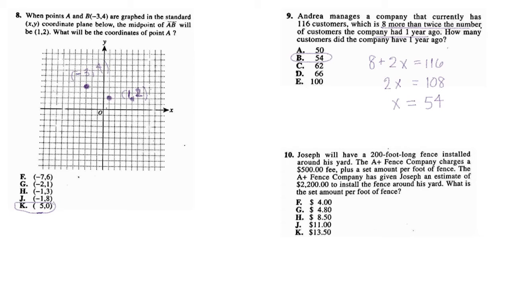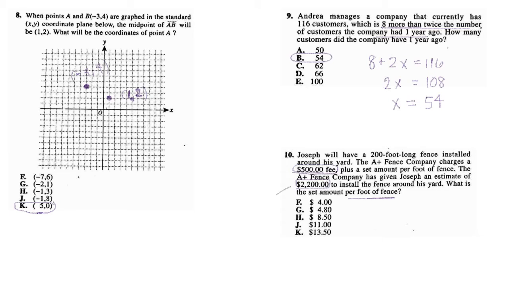Number 10. Joseph will have a 200-foot long fence installed in his yard. The A Plus Fence Company charges a $500 fee plus, okay, so I know automatically they're probably going to ask us how much. So automatically I know they're charging us a $500 fee plus a set amount per foot of fence. The A Plus Fence Company has given Joseph an estimate of $2,200 to install the fence around his yard. What is the set amount per foot of fence?